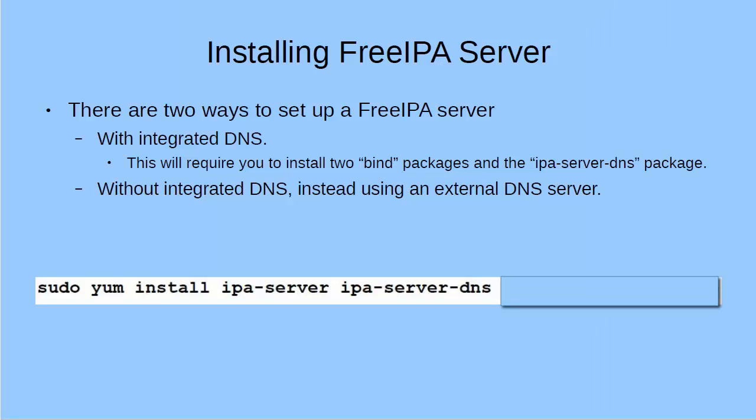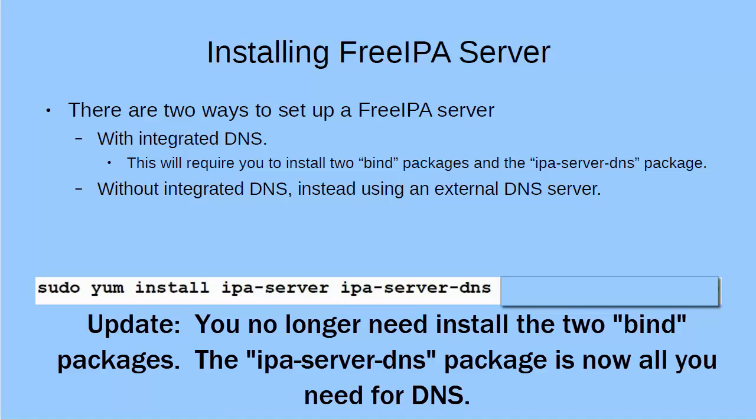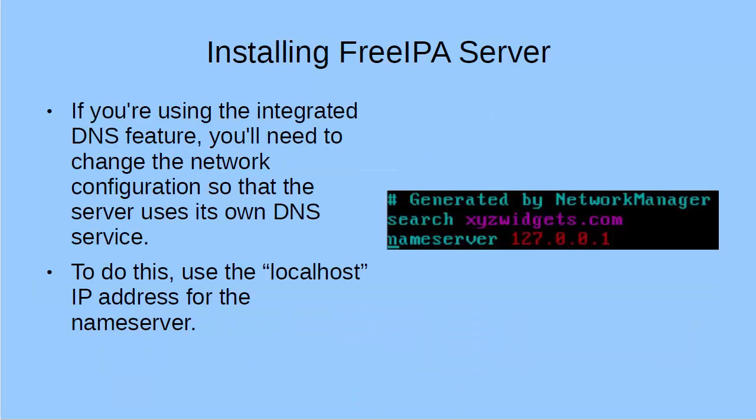There are two ways to set up a free IPA server. If we're using integrated DNS, then we'll have to install two bind packages and the IPA server DNS package. Without integrated DNS, we won't install those three packages. And instead, we'll just use an external DNS server, which we'll set up ahead of time. If you're using the integrated DNS feature, you'll need to change the network configuration so that the server uses its own DNS service. And to do that, you just use the localhost IP address for the name server. So let's go ahead and take a look at how that works.